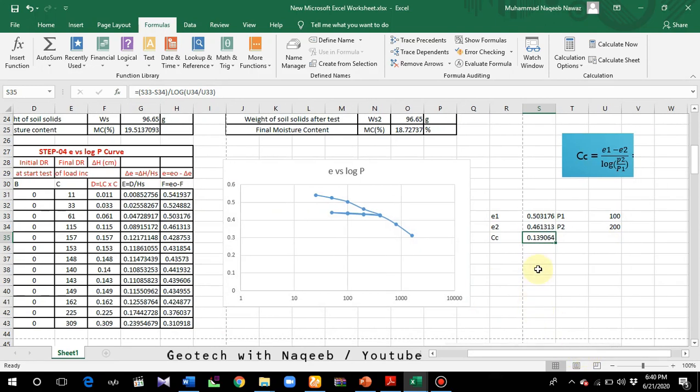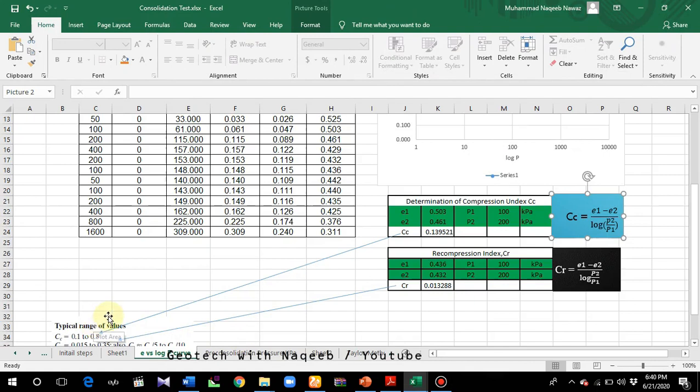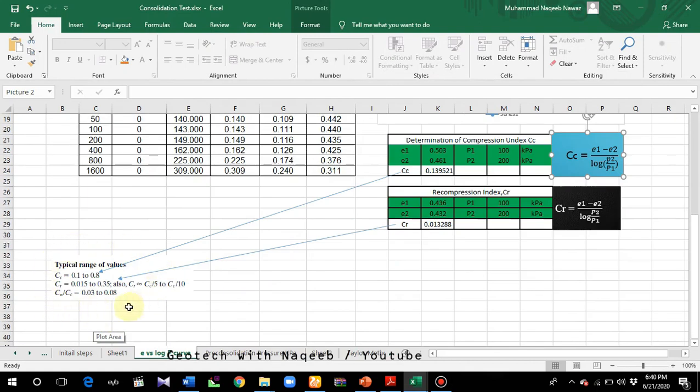How can I verify whether this value is accurate or not? For this, I have taken a reference of ranges. If you see this value, I have taken it from one of the books. I'll mention the reference of these values in the description box.